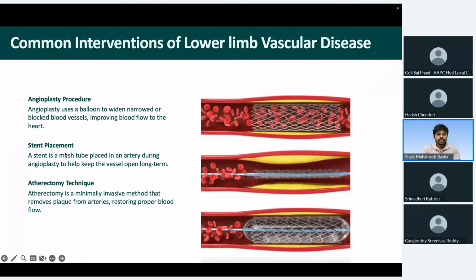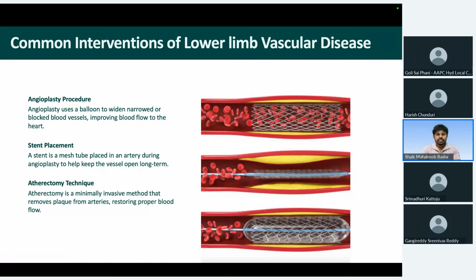Then stent placement. The middle picture is considered a stent. They will place a mesh tube in the artery during an angioplasty to help keep the vessel open long term. Whenever they place the stent, it helps the blood vessel to stay open for a long time, so it can enhance the blood flow compared to before. Then atherectomy is a separate type of device they use to remove the plaque from arteries for restoring proper blood flow. The techniques may be different.